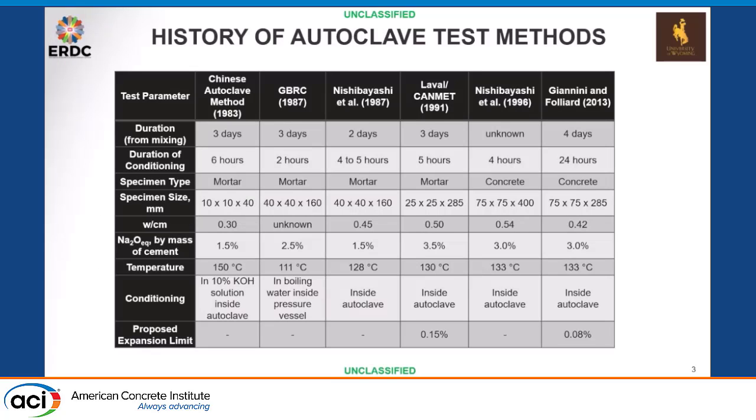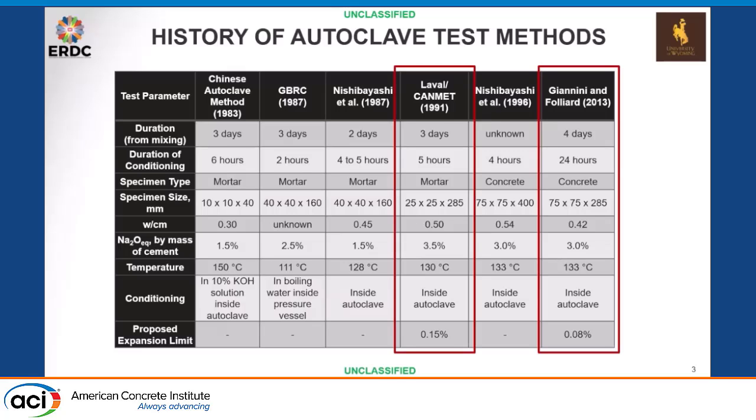Autoclave test methods go back to the 80s, starting in 1983 and up till 1996, where they were using mortar, so we're limited to fine fractions and mortar bars, and then beyond that, we started looking at concrete prisms. I really want to focus on these two test methods, the Laval-CANMET method from Benoit Fournier. That's a mortar bar test. It's 5 hours inside the autoclave at 130 C.